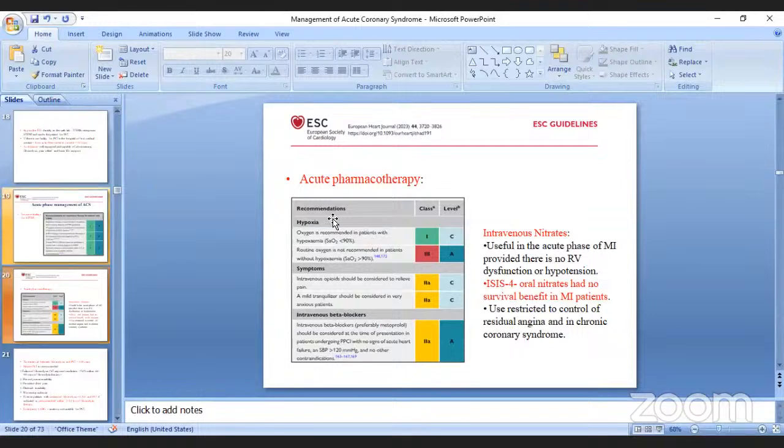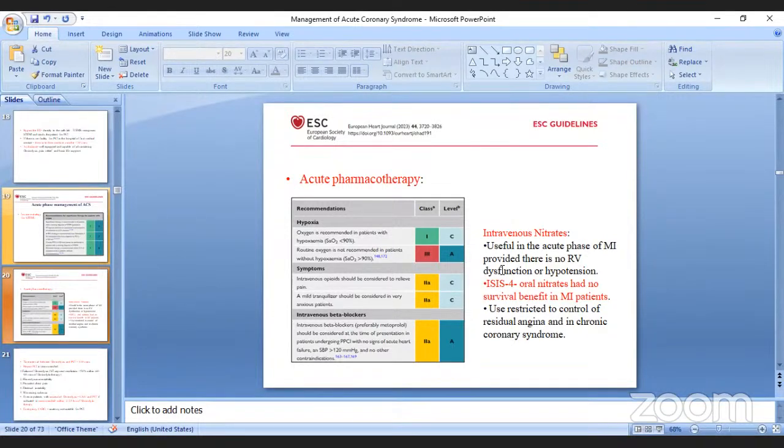With respect to acute pharmacotherapy, what are the medications that you can give immediately? If the patient is having hypoxia, oxygen is recommended if the saturation is less than 90. If it is more than 90, routine oxygen is not recommended. In case of pain relief, intravenous opioids should be considered. And beta blockers, preferably metoprolol, should be considered at the time of presentation in patients undergoing primary PCI with no signs of acute heart failure or with a systolic blood pressure of more than 120. Intravenous nitrates are useful in the acute phase of MI provided there is no RV dysfunction or no hypertension.